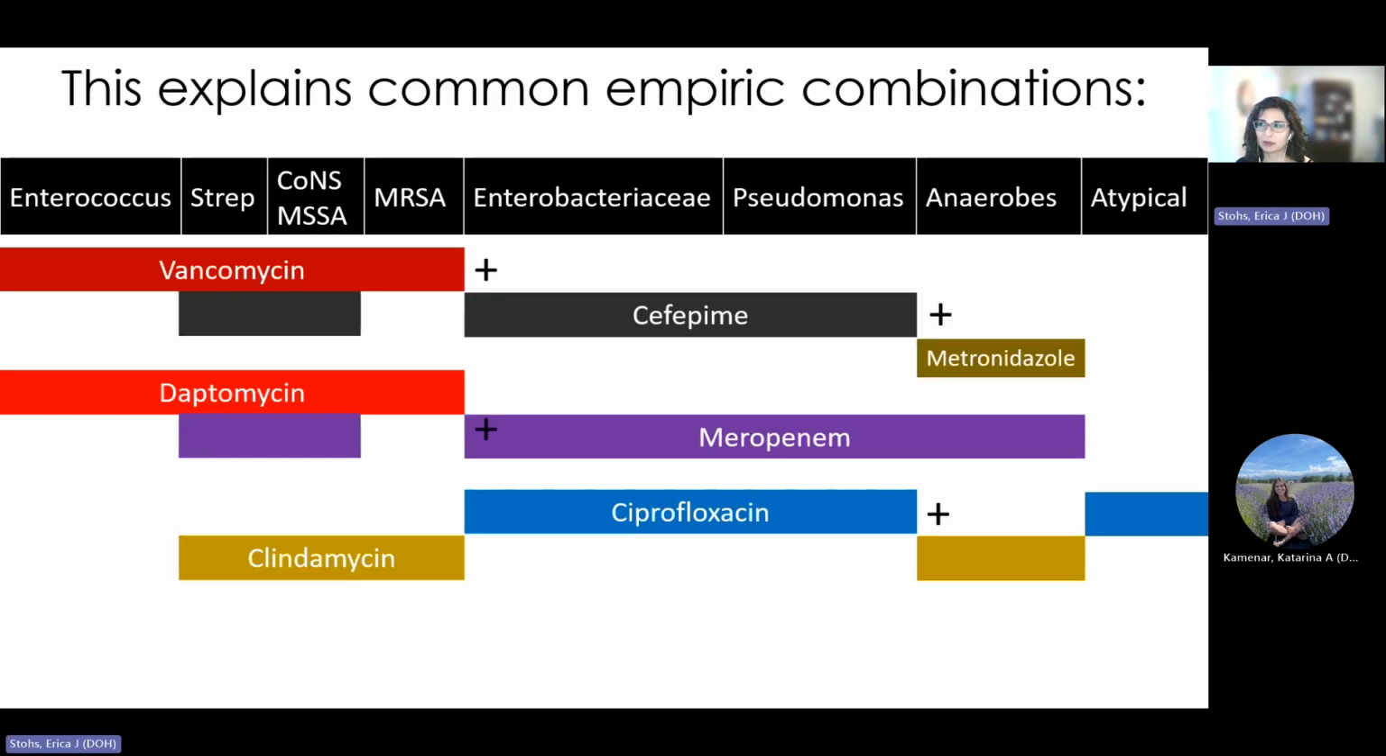So when we think about some common empiric combinations, in particular for sepsis, these are some examples you may see. These on the left, vancomycin and daptomycin, for example, have very broad gram-positive coverage, whereas they do not have gram-negative coverage. So we would be pairing these drugs with another that has gram-negative coverage, for example, for sepsis.